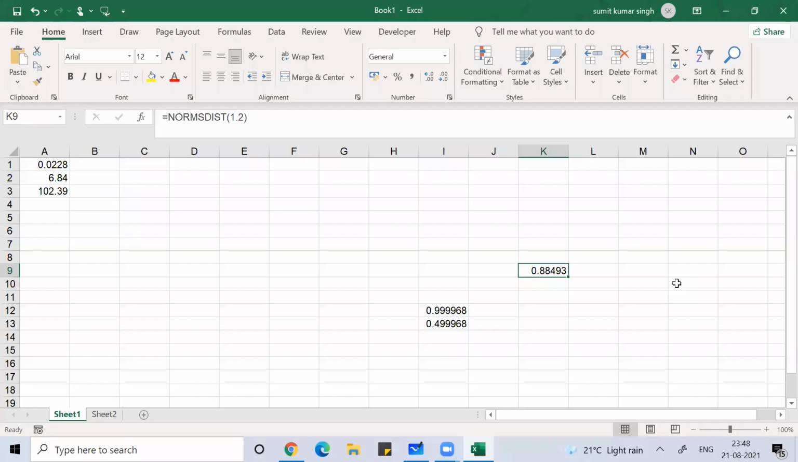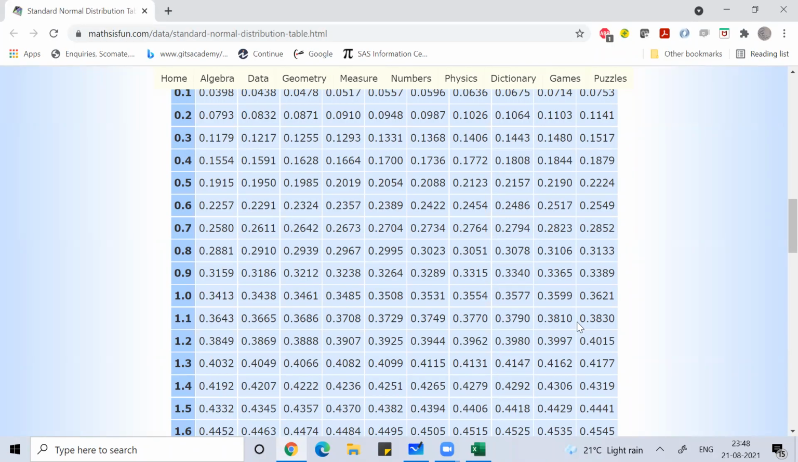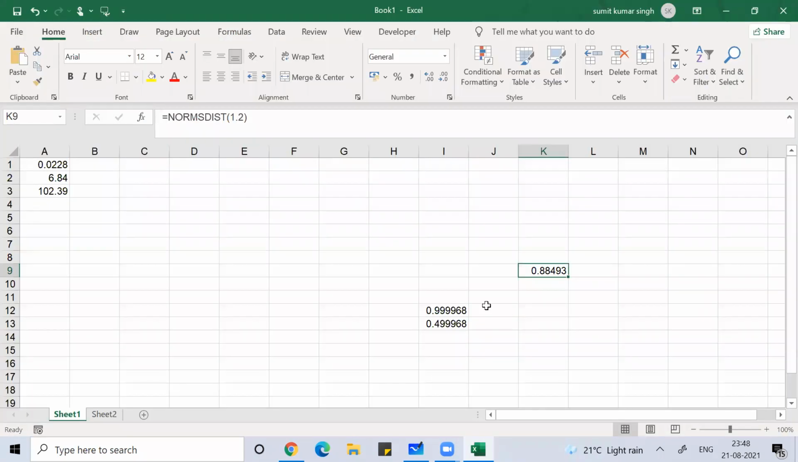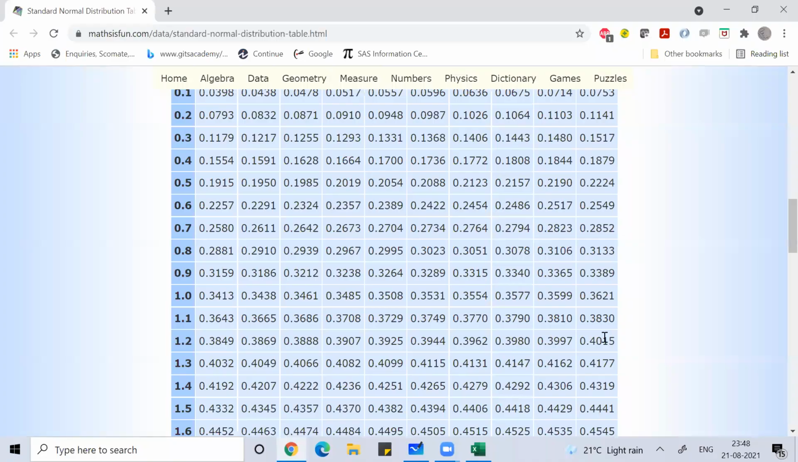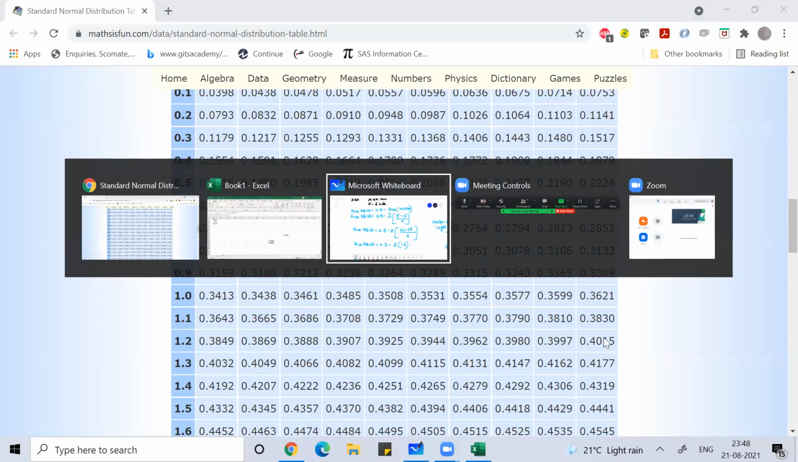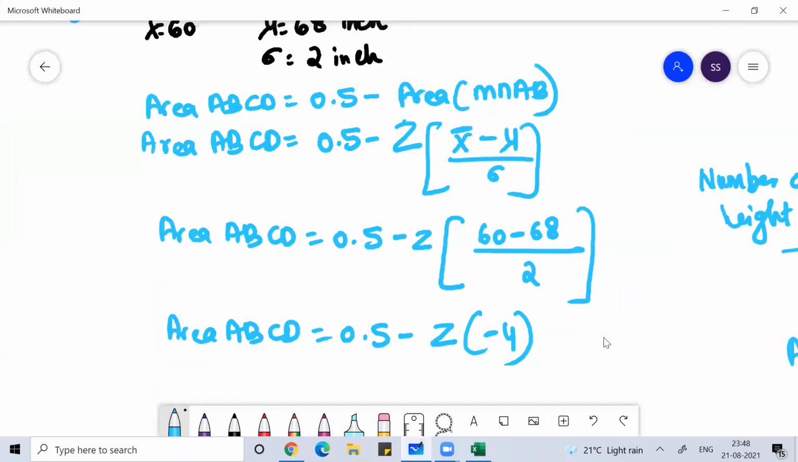0.8849. Yeah, so 0.5 is added, right? 0.5 is added here, showing always the right hand side. So this will be 0.499. This value will be 0.4999. So this value you don't get in the table also. This value is 0.49998 whatever.